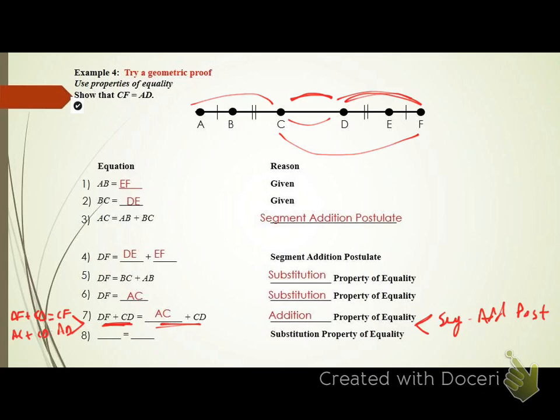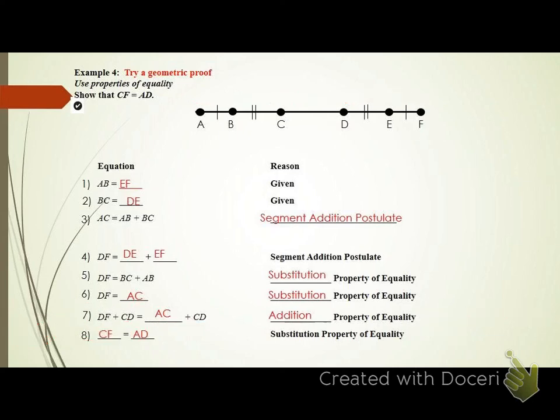Okay? But if you look now, we've got, right? DF plus CD is equaling AC plus CD over here. And so now these two sides are equaling each other. That means we can jump down and say that CF and AD are equal to each other. We're just going to use substitution. We're going to replace this with CF and this with AD. And so we can say now CF equals AD by the substitution property, and that just so happens to be what we wanted to prove. Okay? So that's how we got there.